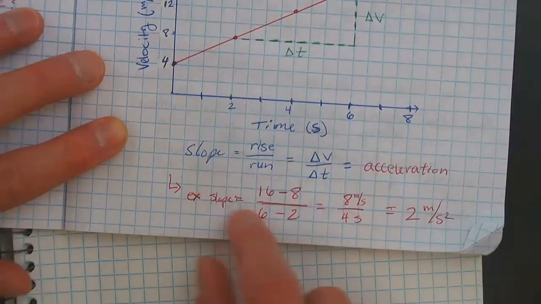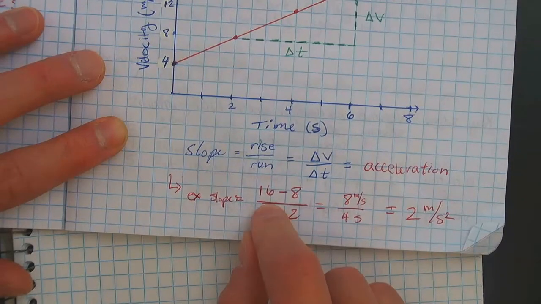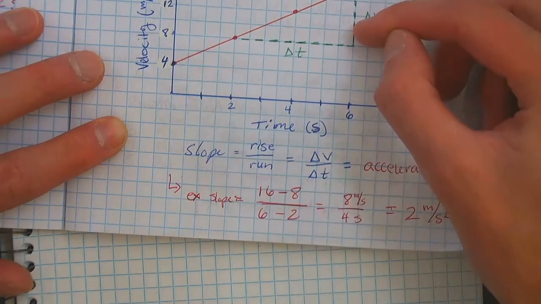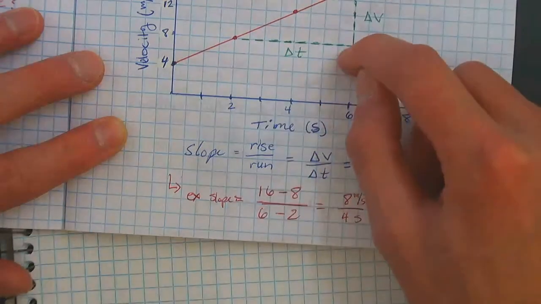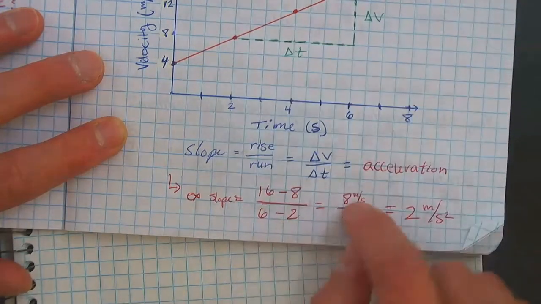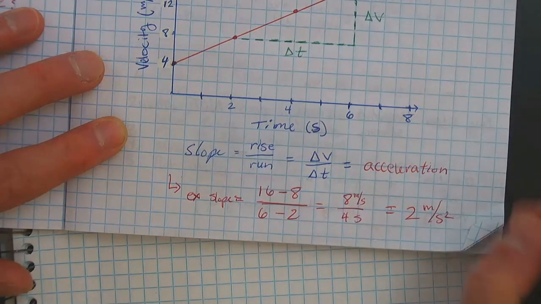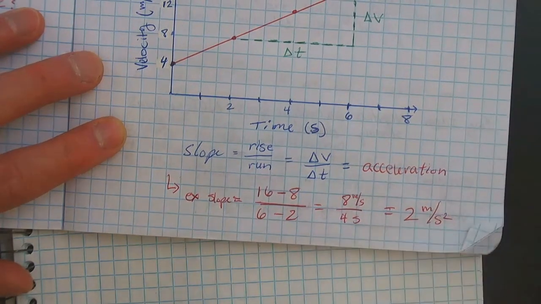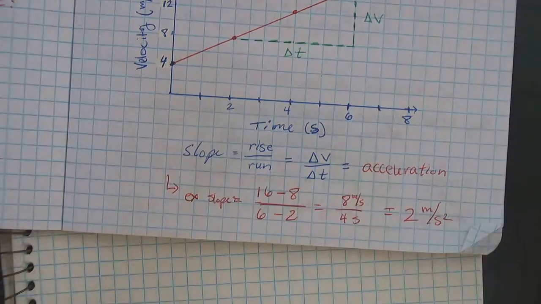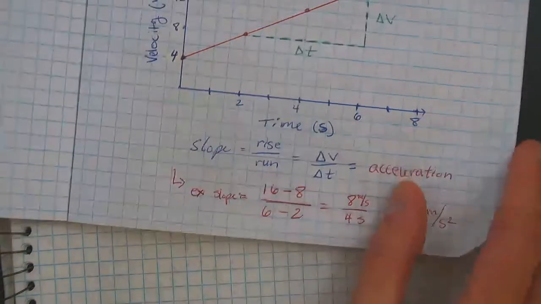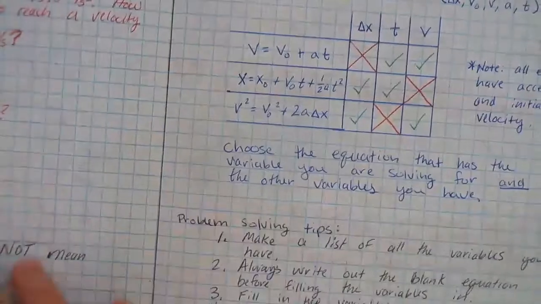Here we are calculating it. The rise would be 16 minus 8, over 6 minus 2. That gives you 8 over 4, which is equal to 2 meters per second squared, so that's the units there. So there's that. Okay, let's take a look at the next page.